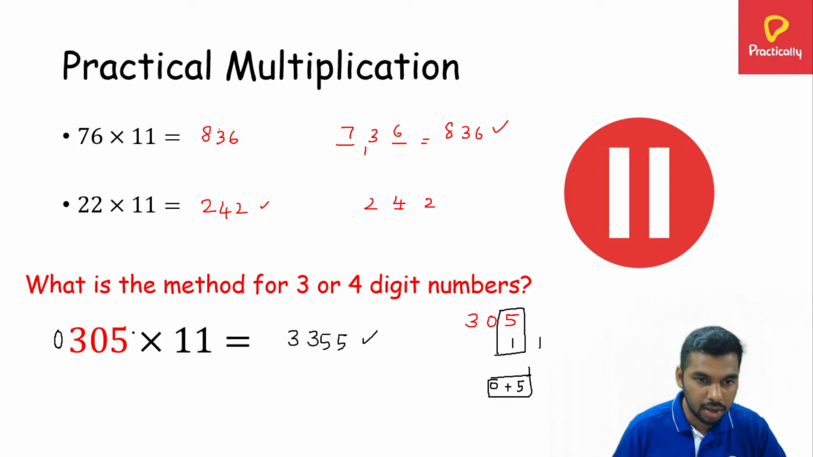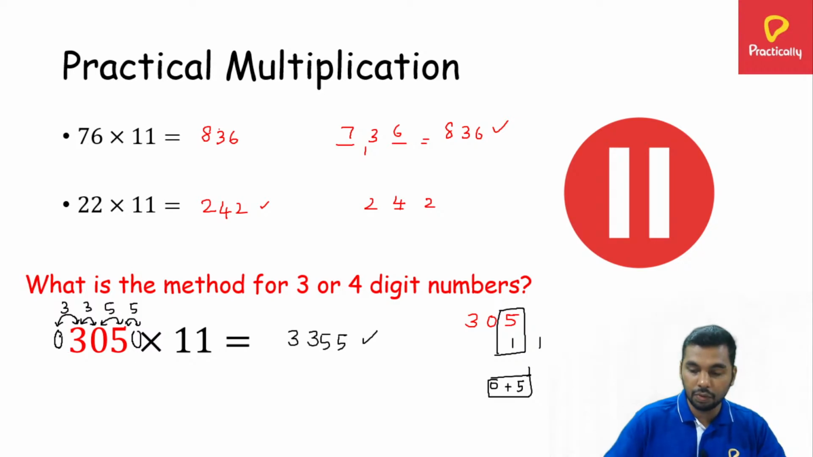Now if you imagine this, what you are just doing is you place a 0 in front of 305 and you place a 0 after 305. Like we did multiplication with 9, in this case you just add 2 adjacent digits, just keep on adding, you will get the answer. So 3 plus 0 is 3. Again 3 plus 0 is 3. 0 plus 5 is 5. 5 plus 0 is 5. So the answer to this is going to be 3355.